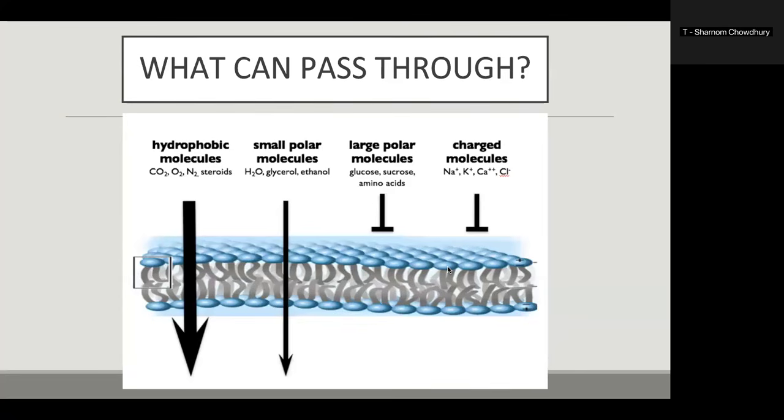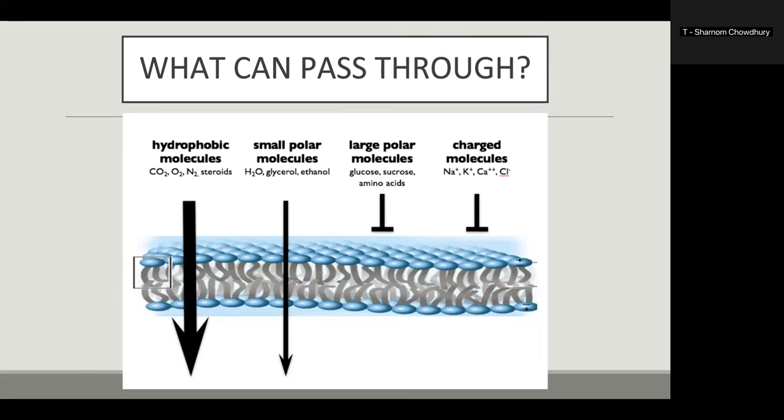So what can actually pass through our cell membrane? The number one thing that can pass through is hydrophobic molecules. Now that makes sense. In order to pass through this hydrophobic region, obviously, hydrophobic molecules will be able to pass through easily. So carbon dioxide, oxygen, nitrogen, or steroids. Extremely small polar molecules can pass through. Polar molecules obviously do not want to interact with the nonpolar region, but if they're extremely small, such as water, glycerol, or ethanol, they will be able to pass through.